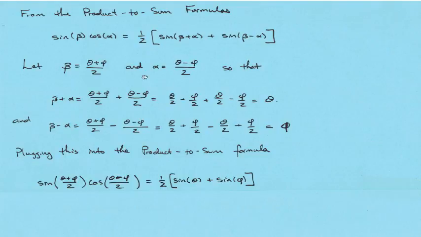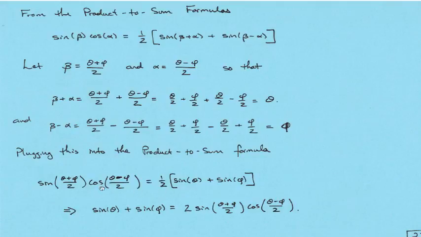So if we take these two substitutions and plug them back into our product to sum formula, we obtain the sine of theta plus phi over 2, times the cosine of theta minus phi over 2, is equal to 1/2 times the quantity sine of theta plus sine of phi.